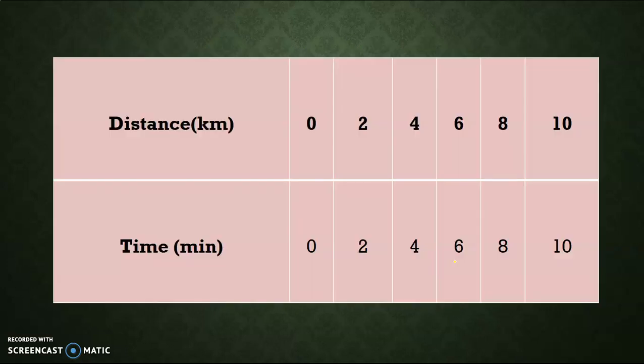This is one of the data sets representing the distance traveled by a car at different intervals of time. Here the time is represented in minutes. At 0 minutes, the distance traveled by the car is 0. At 2 minutes, the distance is 2. Similarly, at 4 minutes, 4; at 6 minutes, 6 kilometers. At 8 minutes, 8 kilometers. At 10 minutes, 10 kilometers. So we can see with the help of this data how we will draw a graph.